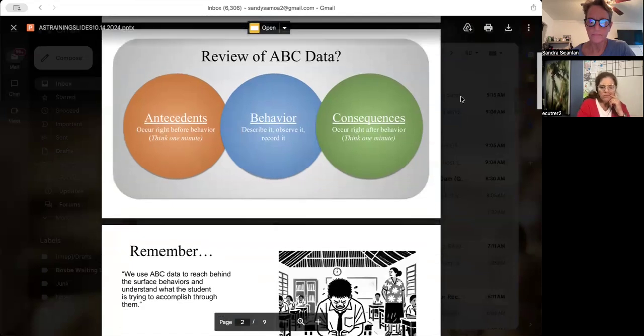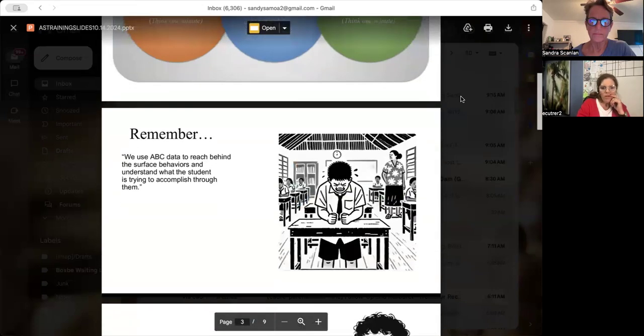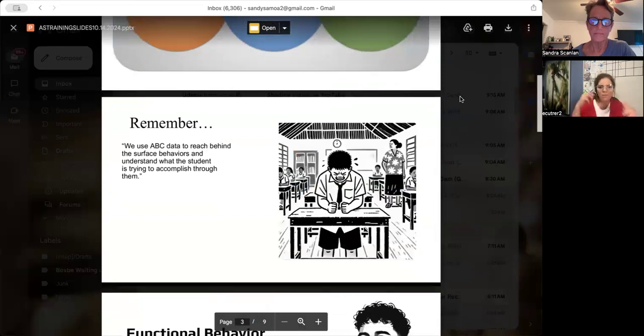So remember, we use ABC data to reach behind the surface of the behaviors to understand what the student is trying to accomplish through them. If we just pay attention to the behavior only and we don't look at what happened before, that can be a problem. So let's think about our own experiences.